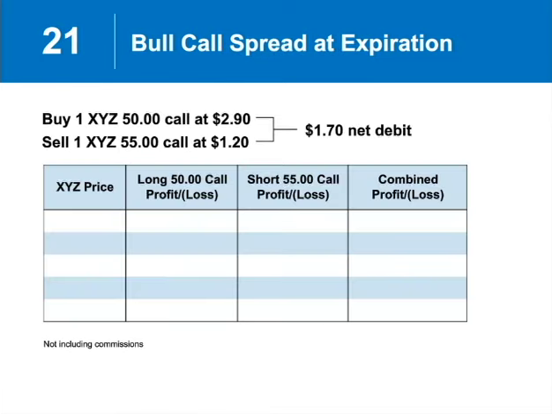Again, thought of as a neutral strategy. Expectation for the underlying, a little bit different. And that's the nuance here between the butterfly and the condor. Rather than that one strike being the targeted expiration, with the condor, we're looking for the stock to close within a range at expiration. That's the difference.